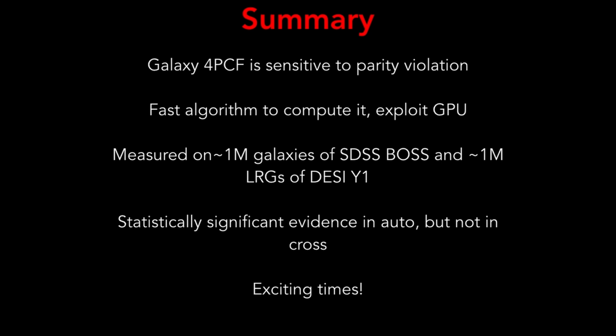To summarize, I've shown you that the galaxy 4-point function is sensitive to parity violation. I've mentioned a fast algorithm to compute it and how we exploit the GPU. I've shown you that we measured this on 1 million galaxies in BOSS and 1 million galaxies of DESI Y1 data, and we see statistically significant evidence in the auto chi-squared, but not in the cross-correlation of patches. So I think the summary here is we live in exciting times. We don't really know whether the parity violation is genuinely of inflationary origin or not, but with DESI year 3 and year 5 coming up, we're pretty much poised to find out.